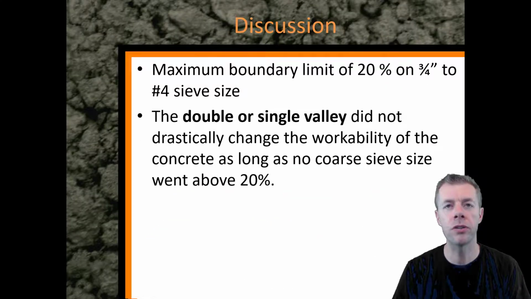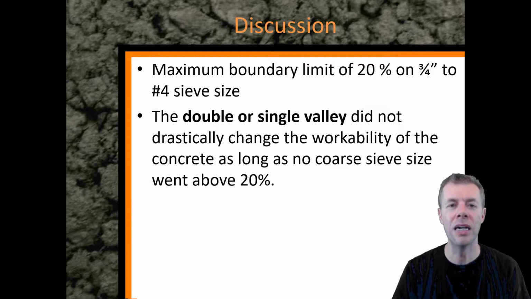So the maximum boundary limit of 20% on the 3/4 inch and number 4 sieve was established because once we went above it, we started to get workability and performance problems. And we could do a double or a single valley, and it did not drastically change our workability as long as no coarse sieve size went above 20%.